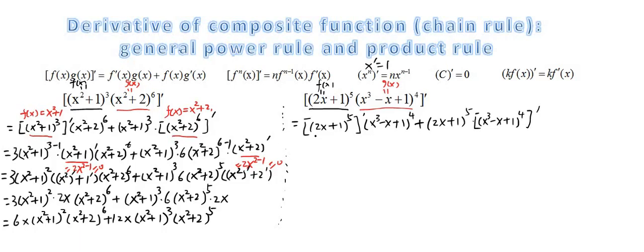For these two derivatives, it's very clear that we can apply the general power rule. For the general power rule, we need to identify what is f(x). So here, for (2x + 1)^5, we have f(x) equals 2x + 1, and n is 5. And for the second derivative, f(x) should be x^3 - x + 1, and n is 4.